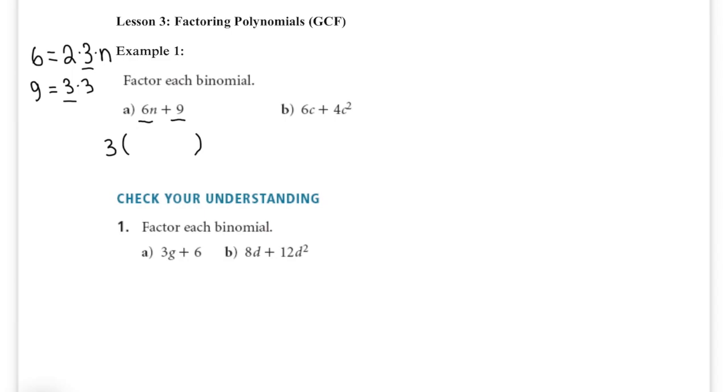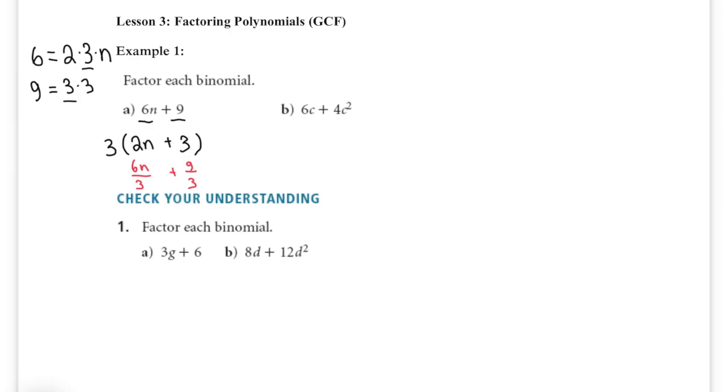Okay, and the idea here is we want to think 3 times what equals 6n. Okay, well, 3 times 2n equals 6n. And then 3 times what equals 9? 3 times 3 equals 9. So that would be the second term. Another thing that you can do, and you'd want to sort of do this in a different color because this is rough work, is the first term is always the original term divided by the greatest common factor. And then the second term is the original term, the 9, divided by the greatest common factor. Okay, so 6n over 3 is 2n, and 9 over 3 is 3.